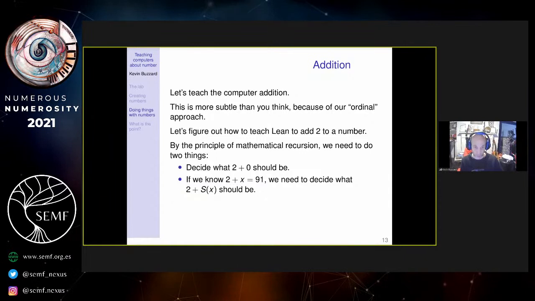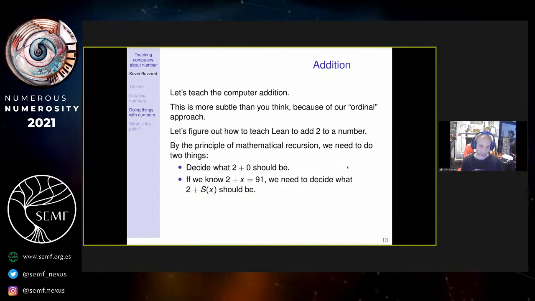We can work it out completely. If 2 add x is 91, then x is 89, so the number after x is 90, and 2 add the number after x is 92. But actually, we didn't need to go through that procedure. If 2 add x is 91, then 2 add the number after x has 2, then x, and then 1 more. So 2 add the number after x is 1 more than 2 add x. So if 2 add x is 91, I don't really care what x is: 2 add the number after x is going to be 92.